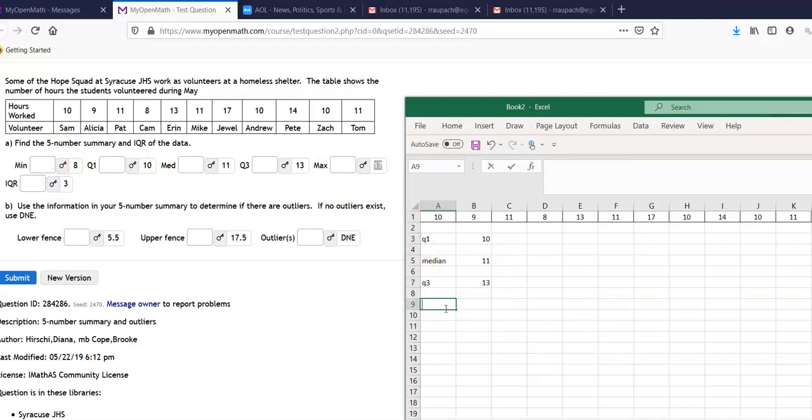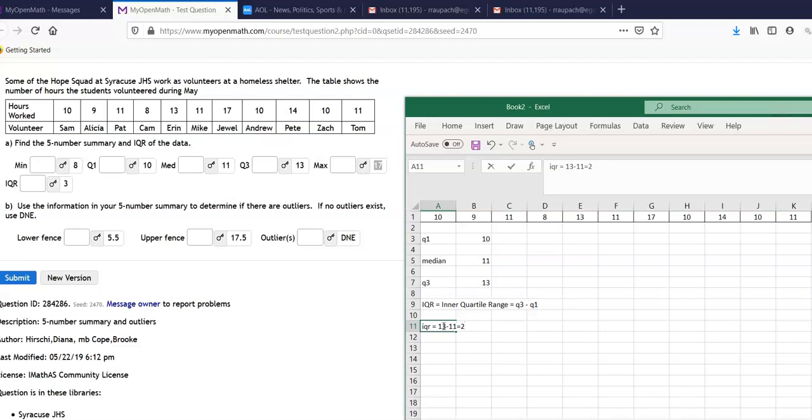The IQR, I don't think I went over this in the class Monday because it didn't come up. The IQR is just simply, it stands for the interquartile range. And that's just simply Q3 minus Q1. Okay. All right. So the IQR is equal to Q3, which is 13, minus 11, which is 2.